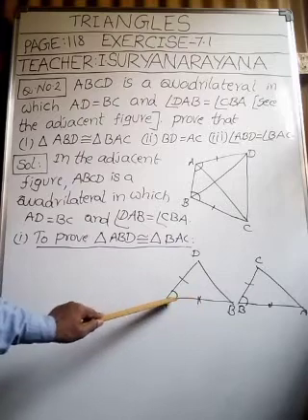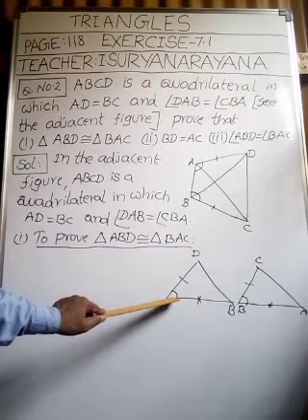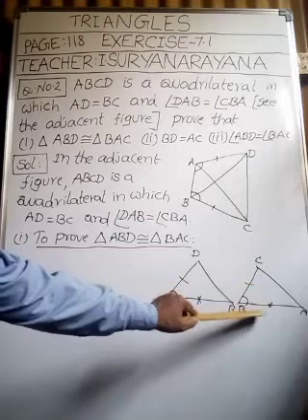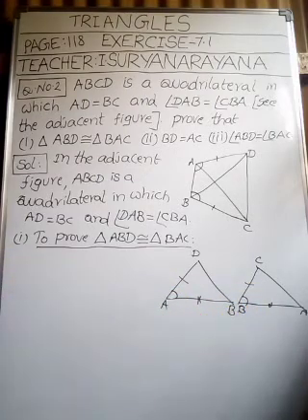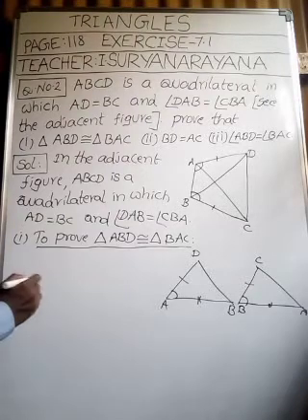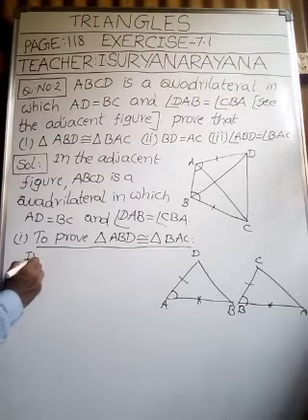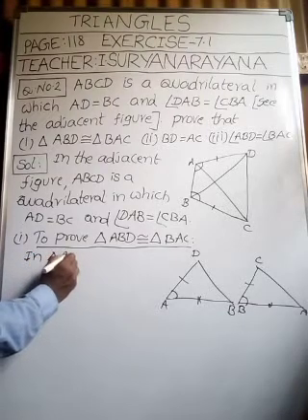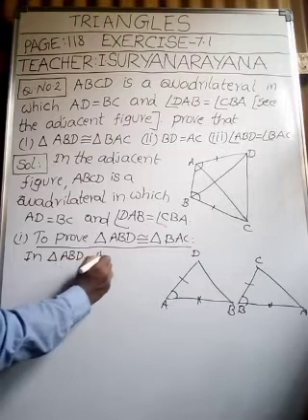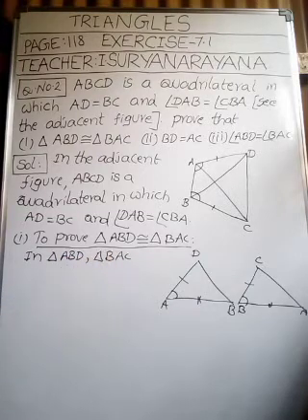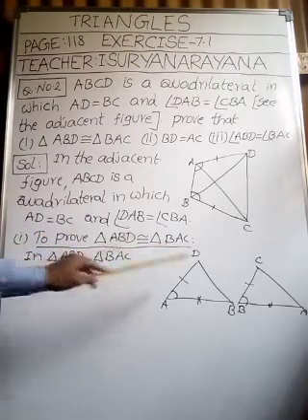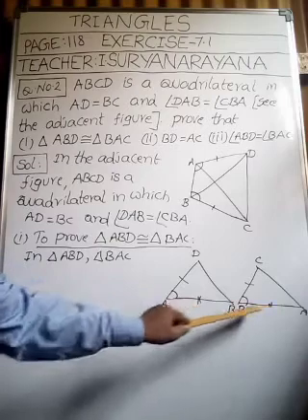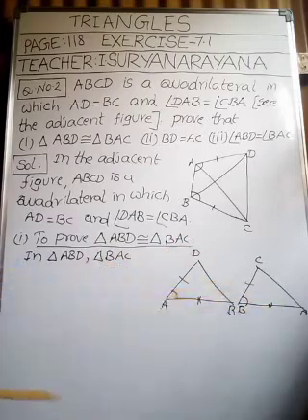Two sides and included angle in this triangle are compared with two corresponding sides and included angle in the second. Isn't it or not, my children? So we write that same here. In triangle ABD, comma triangle BAC. Please remember this point, my children, while you are writing vertices in the same order. This is a very, very important point.